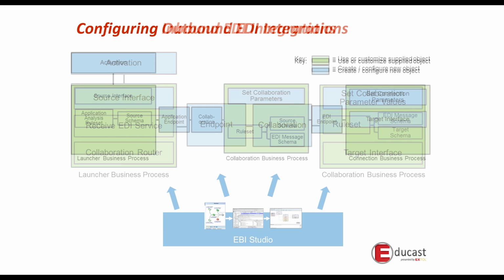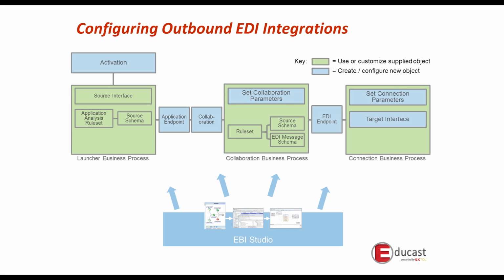And similarly, there's a default pattern for outbound EDI integrations. And again, you create integrations based on this pattern by customizing the pre-built objects that implement the green shaded functions and configuring new objects that implement the blue shaded functions. The two patterns that I just covered are really all you need in order to onboard any trading partner that sends and receives X12 EDI.